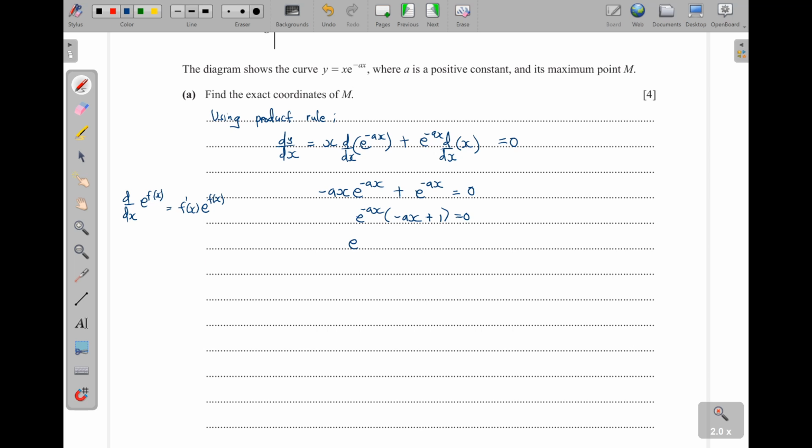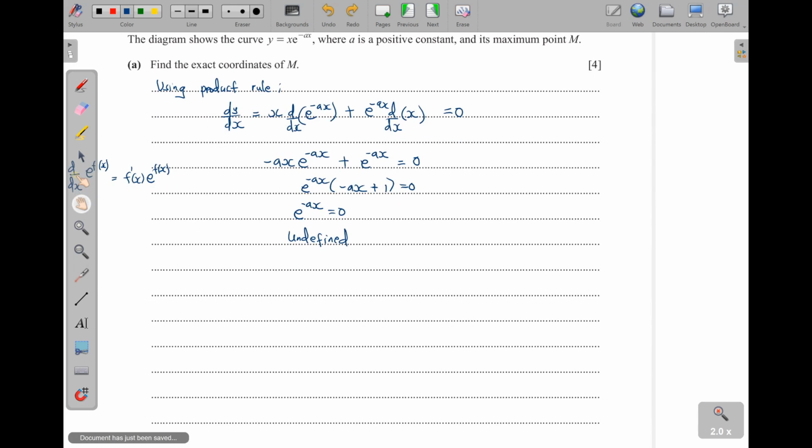So meaning e to the power of negative ax is equal to 0. And this one is undefined because there is no number you're going to power this e with and end up with a 0. That's why we don't have natural log of 0. Remember, a logarithm is that power you're going to raise a certain number to give another number. So there is nothing that you're going to power here and then it gives you a 0.